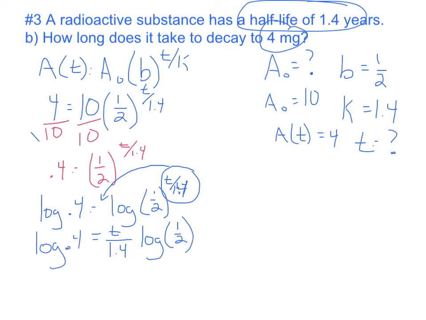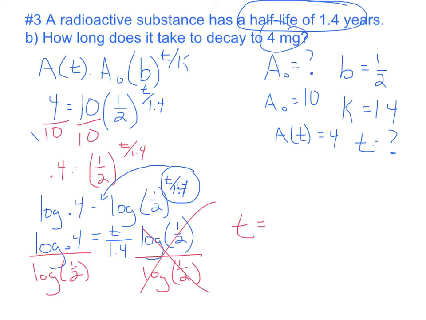And now just solve for t. I would divide both sides by the log of 1/2. Divide this side by the log of 1/2. Those are gone. And now we're almost done. To get t by itself, you need to take the left side, log 0.4, divided by the log of 1/2.